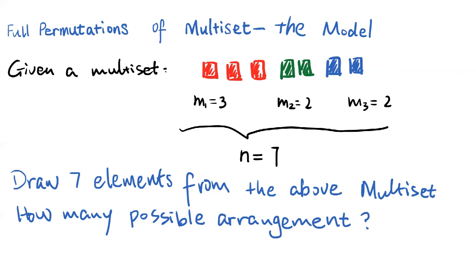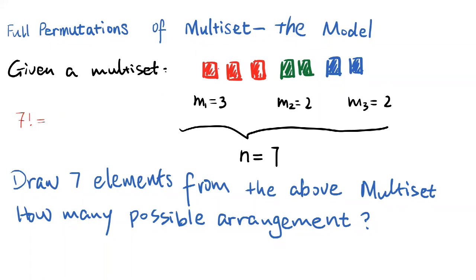All right, any ideas? How do we approach this problem? Okay, so we can think of this problem like this. If all the elements are different from each other, what is the full permutations on this multiset, on this set? If all of the elements are different, the full permutations is 7 factorial, right?